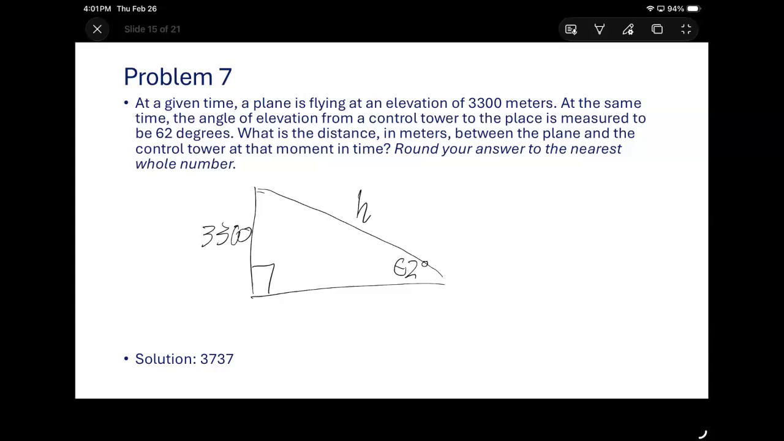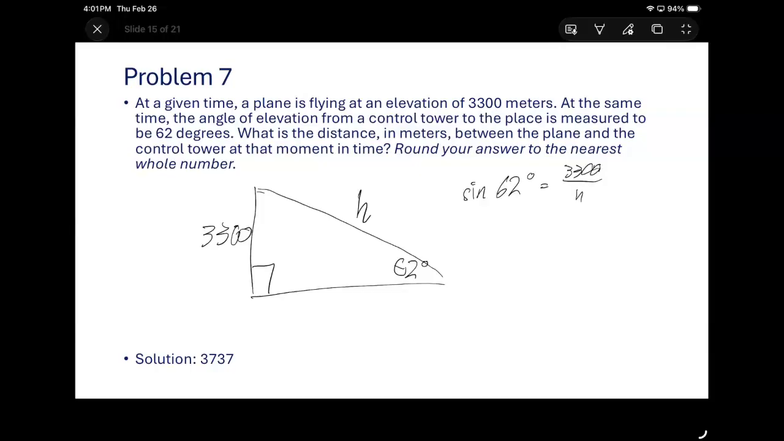Remember when you use your calculators that you are in degree mode and not in radian mode, because while your calculator does default to degrees when you open it up the first time, if you ever switch during the test because you plug it into your calculator, it will remember that. So make sure when you're on your test that you see that it says DEG as opposed to RAD. So we have the sine of 62 degrees equals our opposite, 3,300, over the hypotenuse.